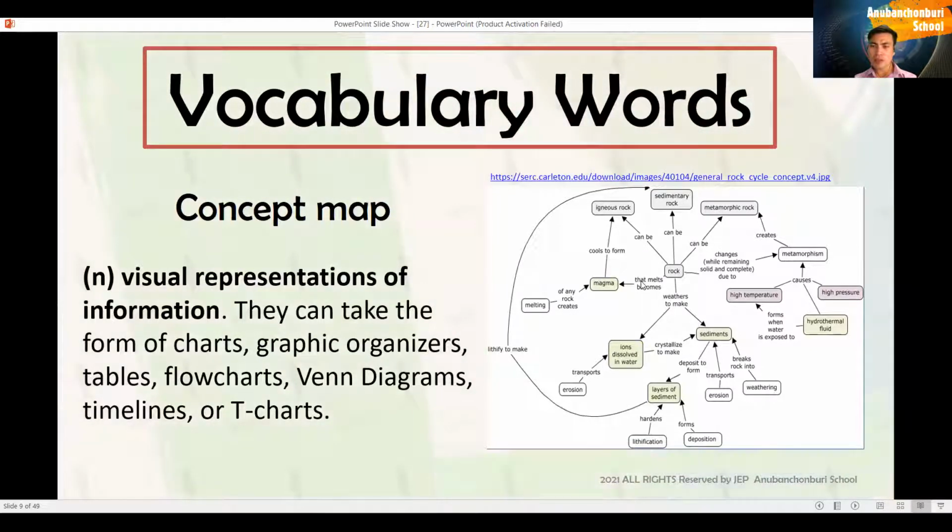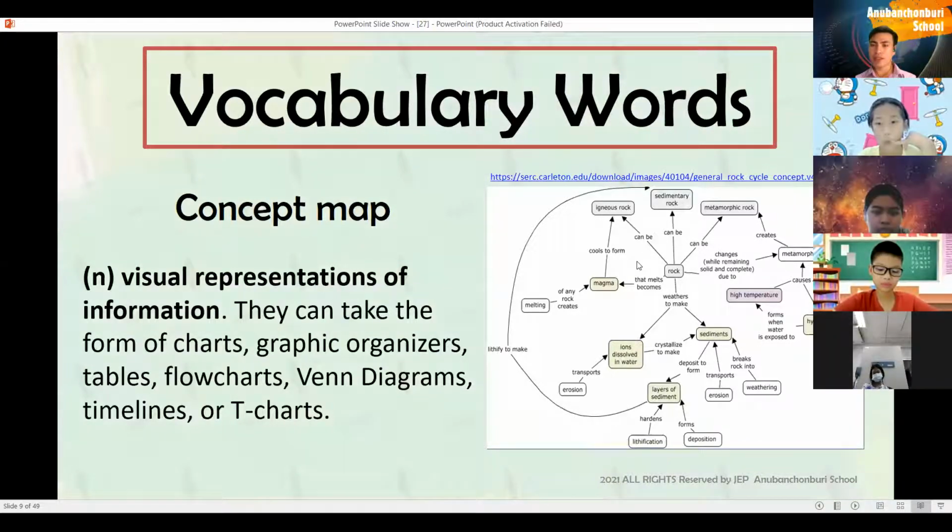Rocks that melt become magma and it becomes an igneous rock. And here we have melting of any rock creates magma. We also have ions dissolved in water. We have erosion, lithification, deposition, weathering, sediments, which will become a sedimentary rock. And we also have the heat and pressure for the metamorphic rock. So please study this one because I will let you make a concept map like this later on.